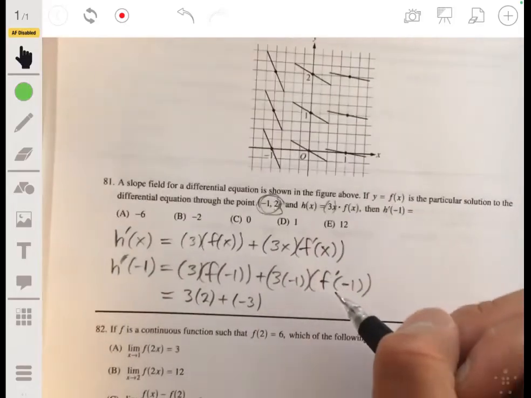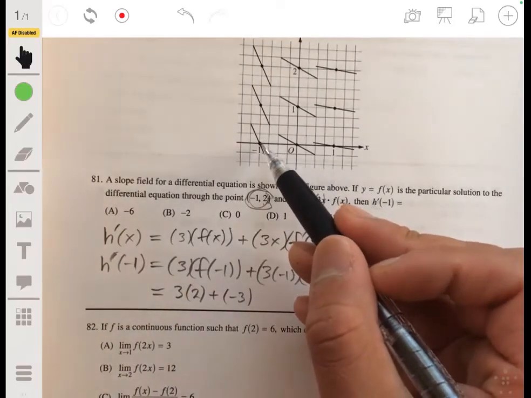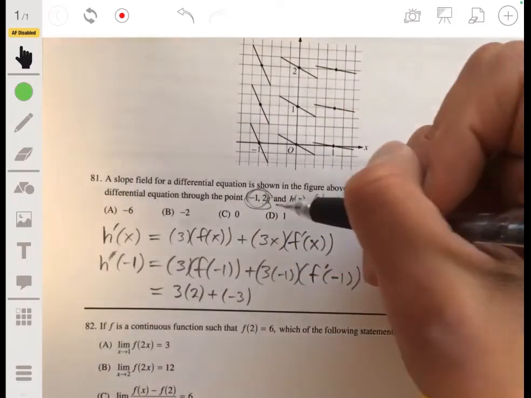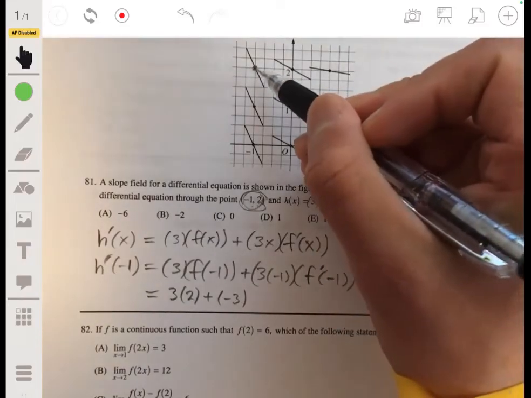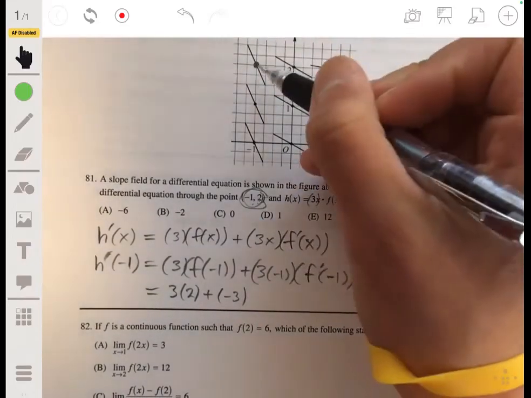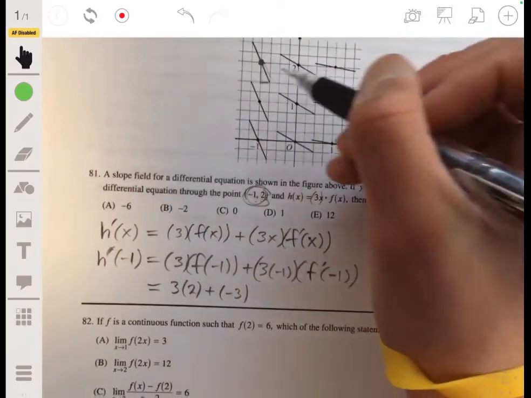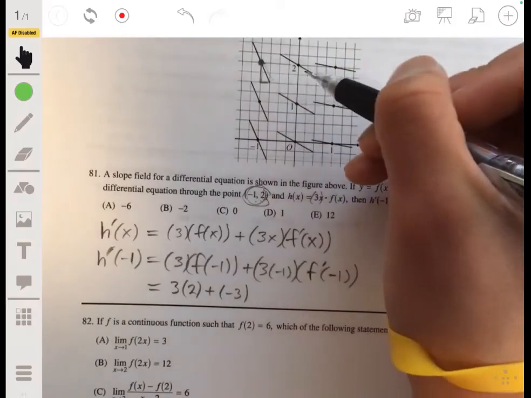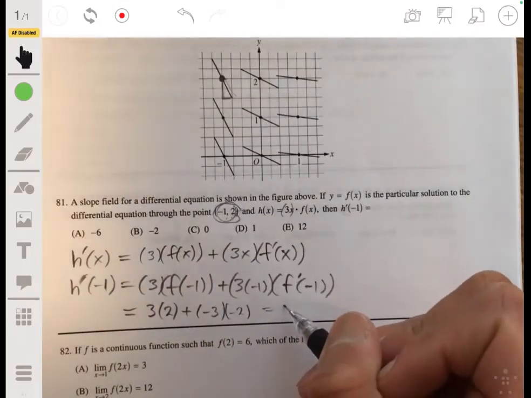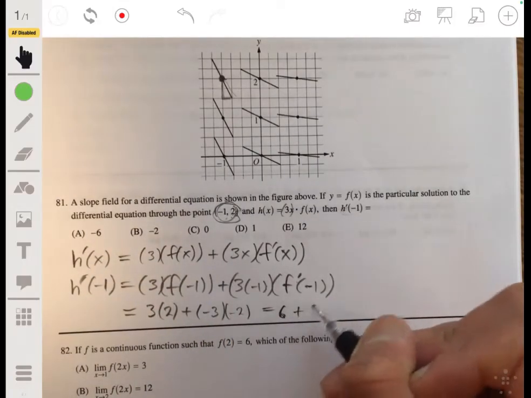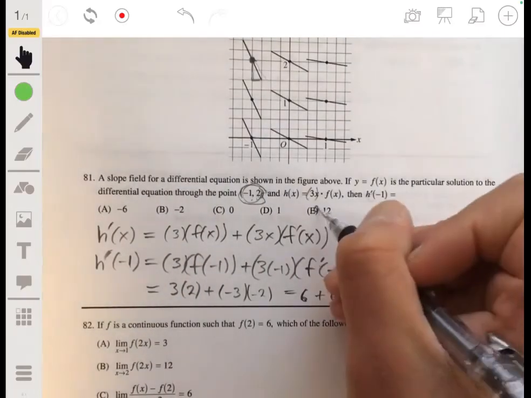So we look at what's going on at -1. Since the particular solution is this point over here, we look at the slope over here, because f prime of -1 is basically the slope of this tangent line, which looks to be -2 over 1, so -2. So we get 6 plus 6, essentially. We get 6 plus 6. So the answer is 12, or E.